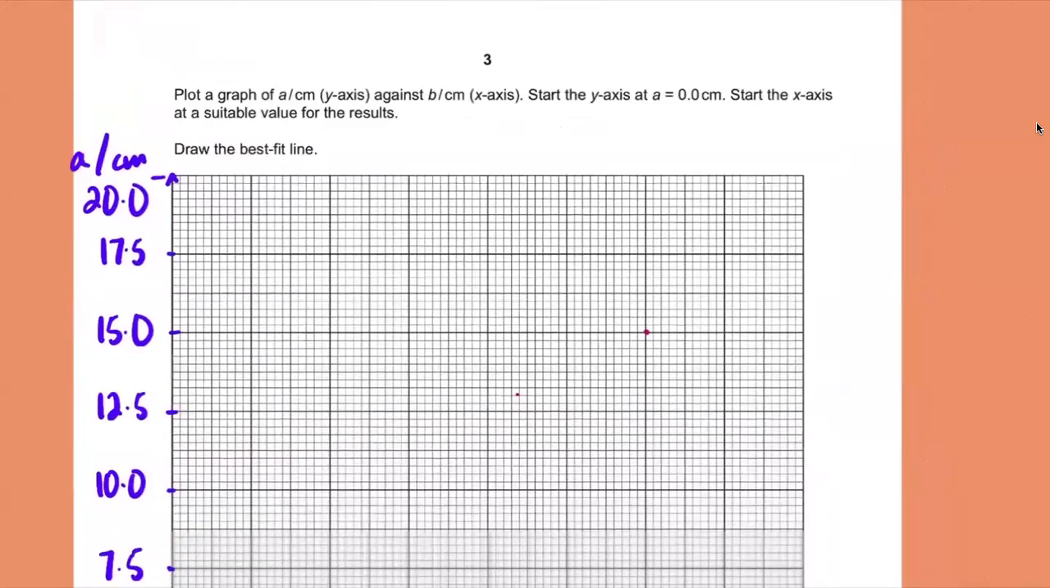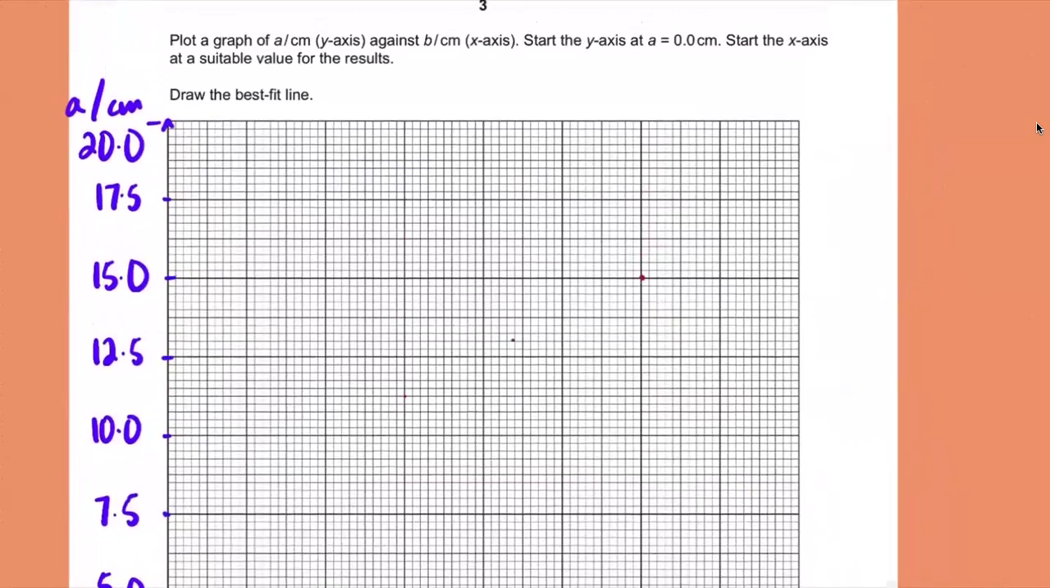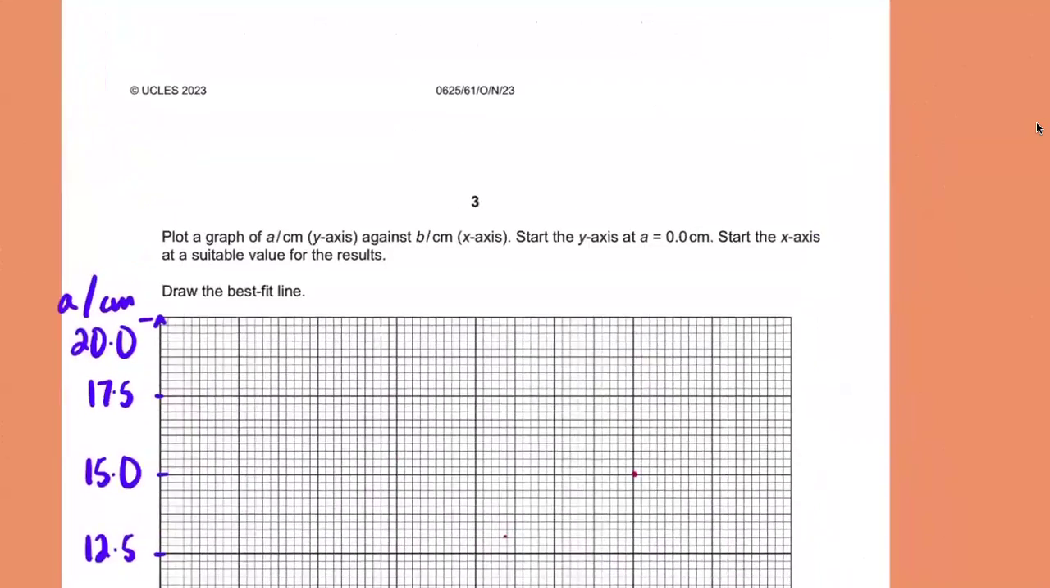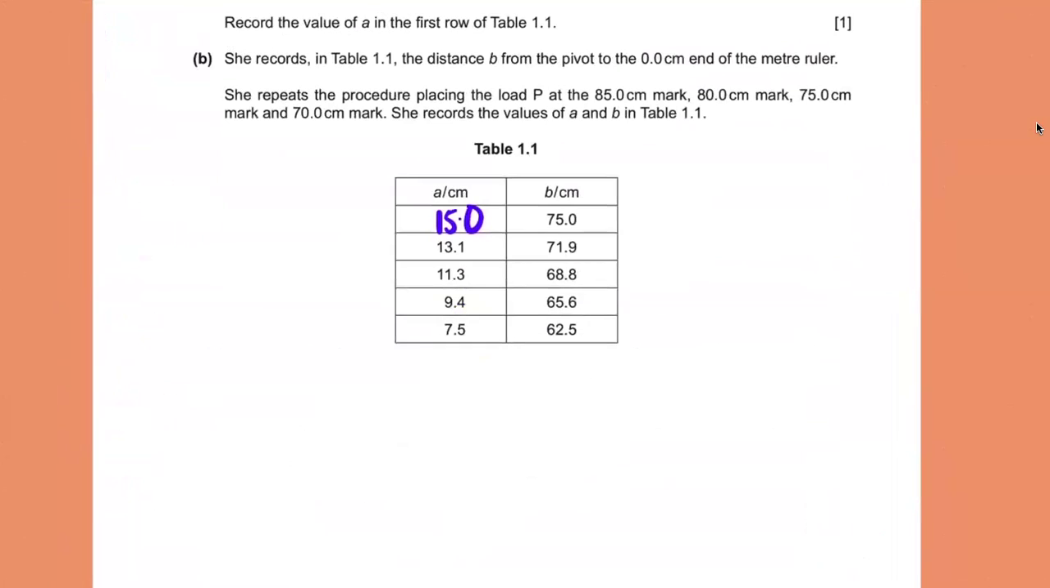So 11.3, let's see. 10.5, 11, so 11.3 would be here as well. Again, I think that maybe we could have done better with our choice of scale so that we got easier values to work with. But again, now that I have marked it, I have to go through with it as well.